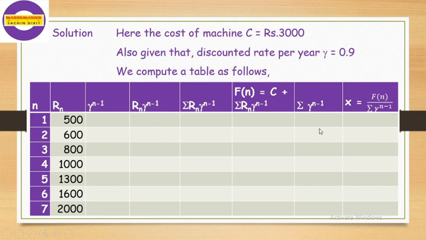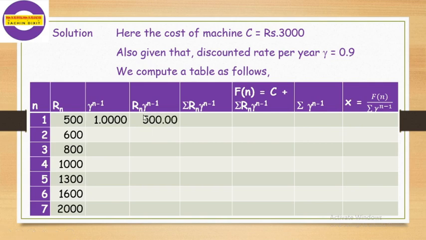Now we have to calculate each value. At the start, in the first year, n is equal to 1. Therefore, gamma raised to 1 minus 1 means gamma raised to 0. Here the value of gamma is 0.9. 0.9 raised to 0 means something raised to 0 gives 1, so this value will be 1. Now we multiply this by 500.